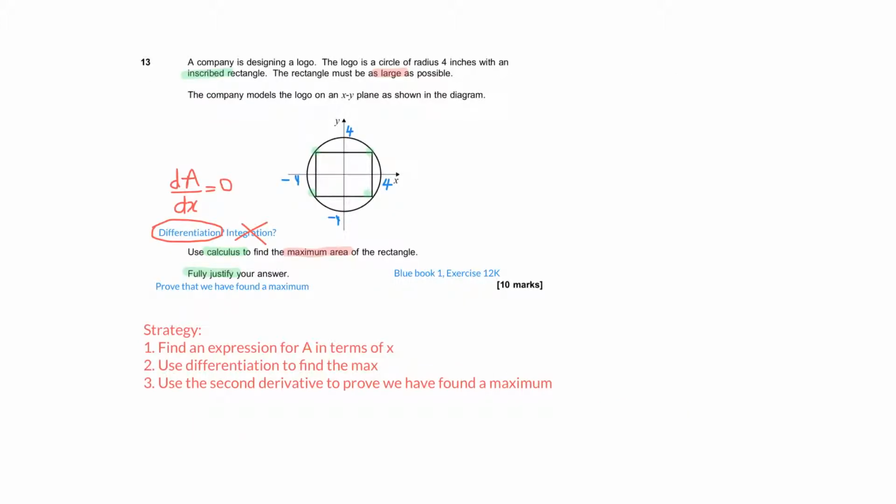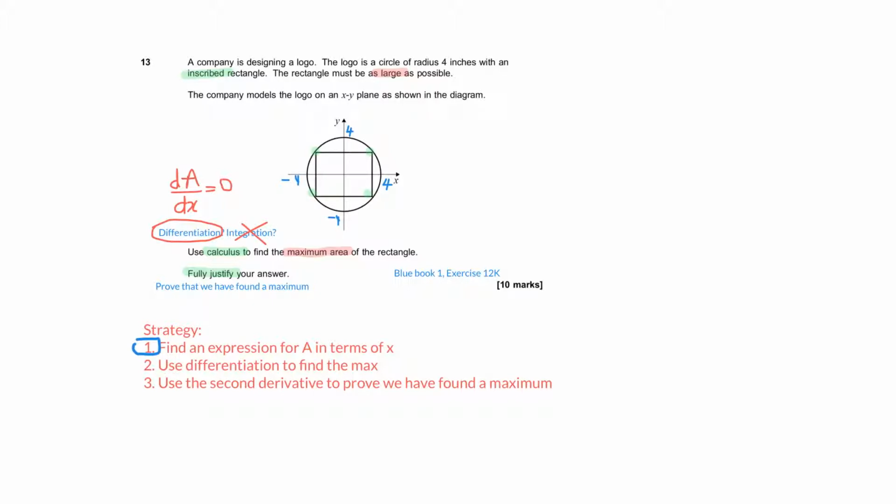So we've got a 3-step strategy here. First of all, we're going to have to find an expression for the area of the rectangle in terms of x. That's probably the trickiest part. Then we'll differentiate that and solve it equal to 0 to try and find the maximum. And as we said, to justify this, we should use the second derivative to prove that we really have found a maximum. So let's start with step 1, finding an expression for the area in terms of x.